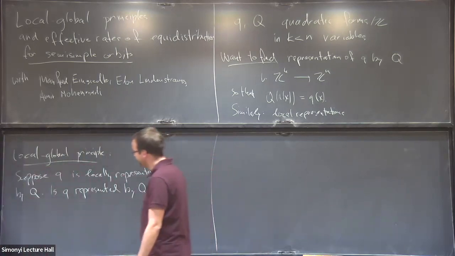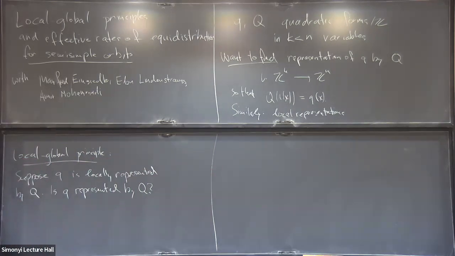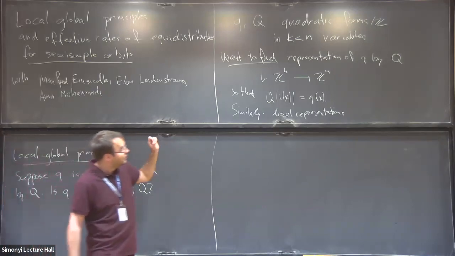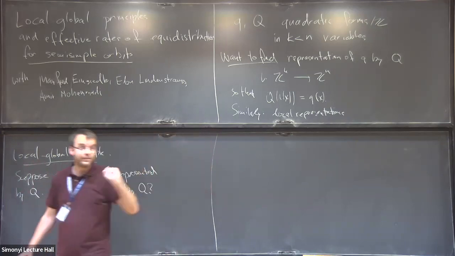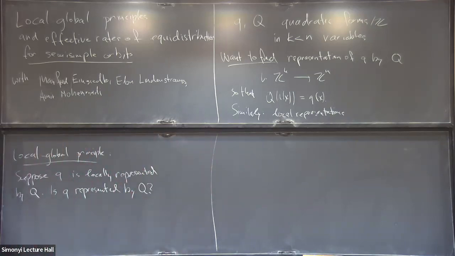You should think of this as a version of the Minkowski principle, for integers instead of rationals. Minkowski would say that if you could find a representation of q by Q over Q_p for every p and over R, then you would find the representation over Q. This is an integer version of that.